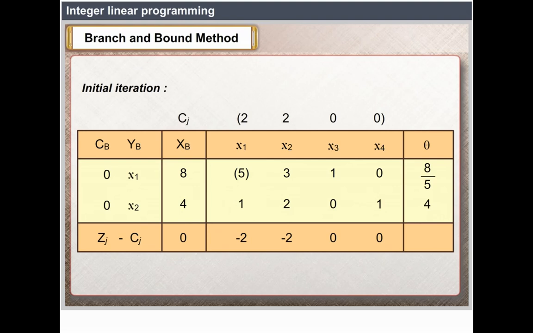Then we have to fill the theta column. The theta column is filled by taking the most negative column. Here X1 and X2 have the same negative values. We can take any one, maybe X1 or X2. Here we consider X1. While taking X1, we divide our right hand side values by the X1 column. Then we get 8 by 5 and 4 by 1. In these two, 8 by 5 is the minimum when compared with 4. So we mark the 5 as the key element.